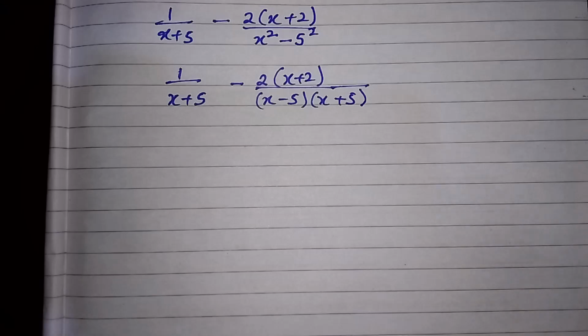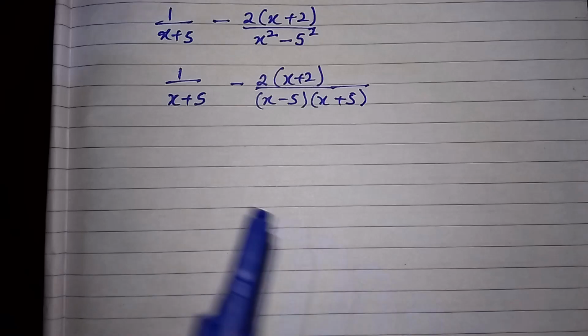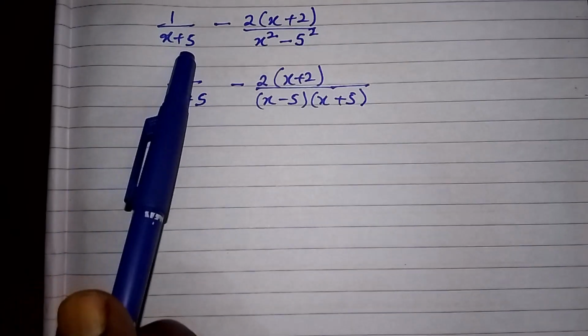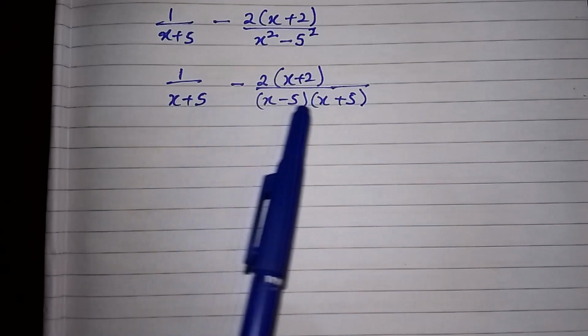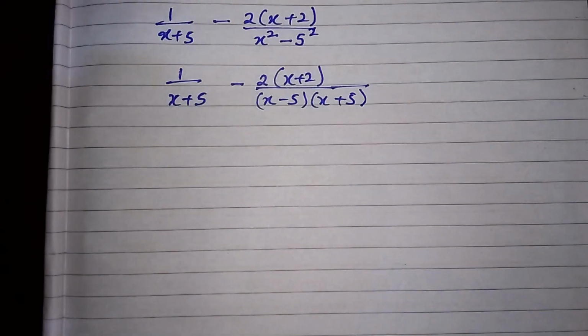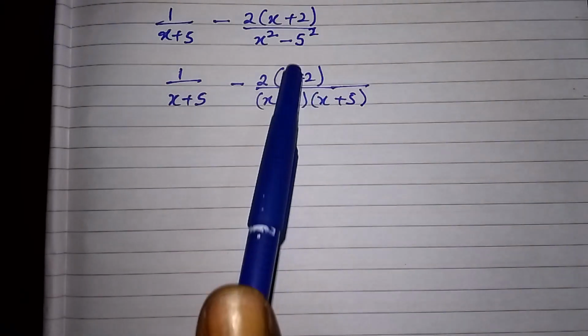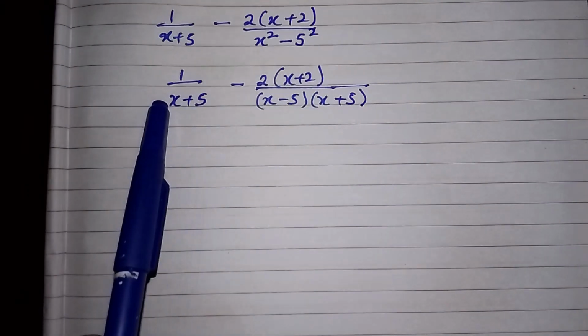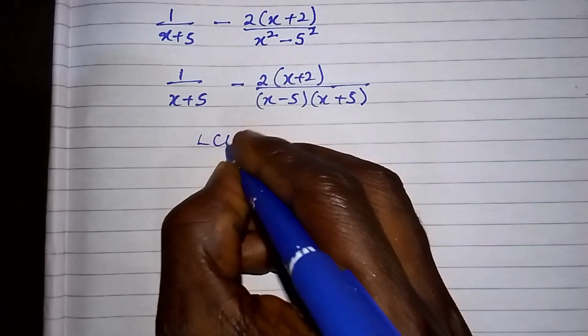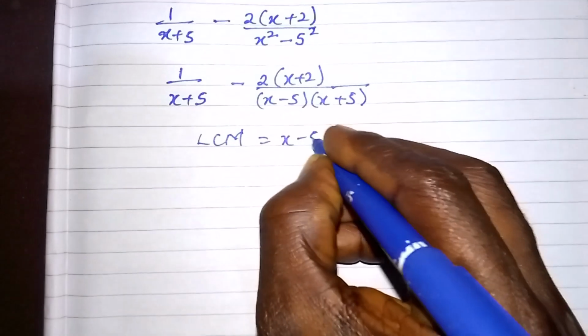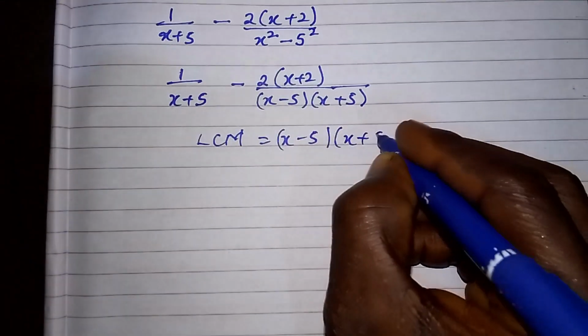But take note that where there is a common denominator among them, you don't repeat all, but you just take one of them. Now what I'm saying here is that there is x plus 5 here, there is x plus 5 over here. Since there is x plus 5, there is x plus 5, just take 1, don't repeat the 2. Now there is x minus 5 here, there is no x minus 5 here. So the LCM for all of this here is going to be x minus 5, x plus 5.